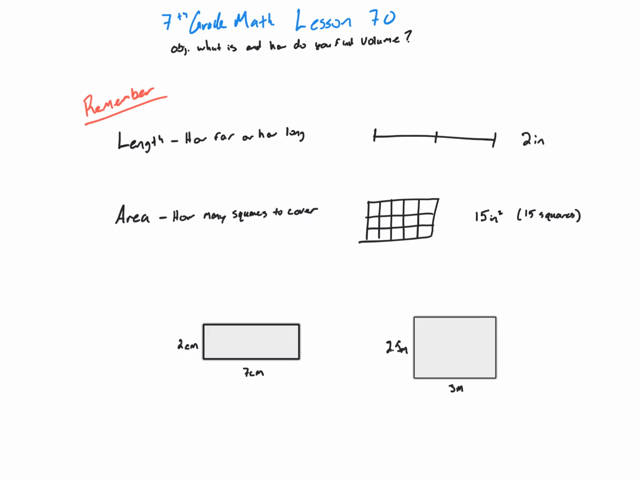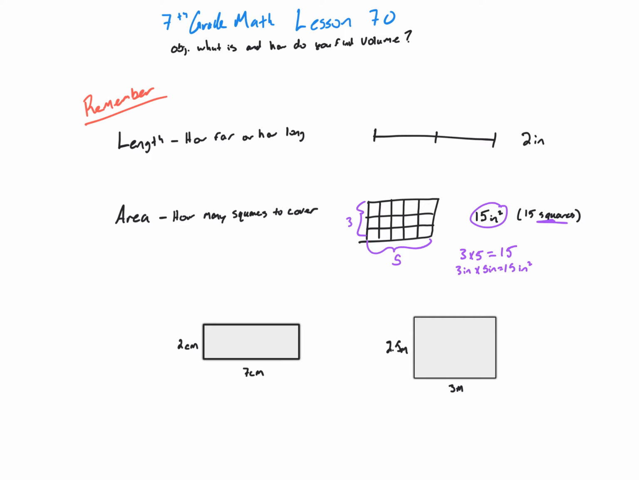Then we realized that we could say, hey look, this length is 3, and this length is 5, and 3 times 5 gives me the 15. Really, 3 inches times 5 inches: 3 times 5 is 15, and inches times inches is inches squared, giving us 15 inches squared. The unit of area is measured in squares. It takes 15 squares to cover that.